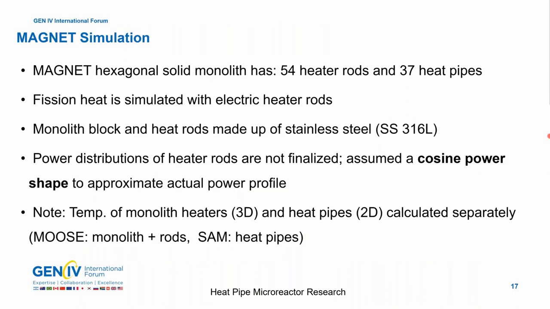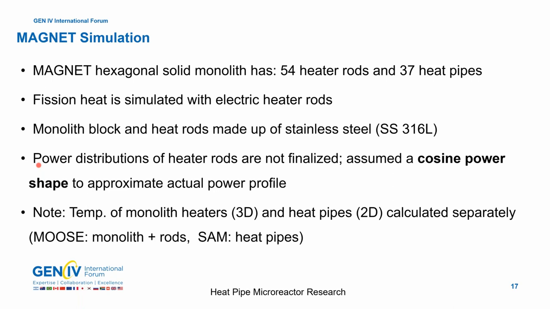The total volume is 91, and the energy source, the system is heated by the electrical heater. The monolith block and the heater are made of stainless steel. As we know, in reality this design could have some material differences, like the monolith could be graphite, and the fuel rods could be uranium or another fuel. But for the experimental design, we use stainless steel here. And for the power distribution, at the initial stage of the calculation, we assume the power in all the different fuel rods is the same. That means, in other words, we didn't consider the enrichment of the fuel.